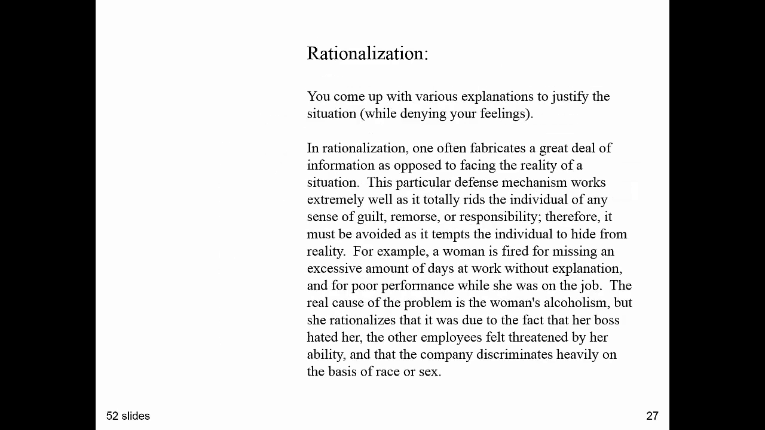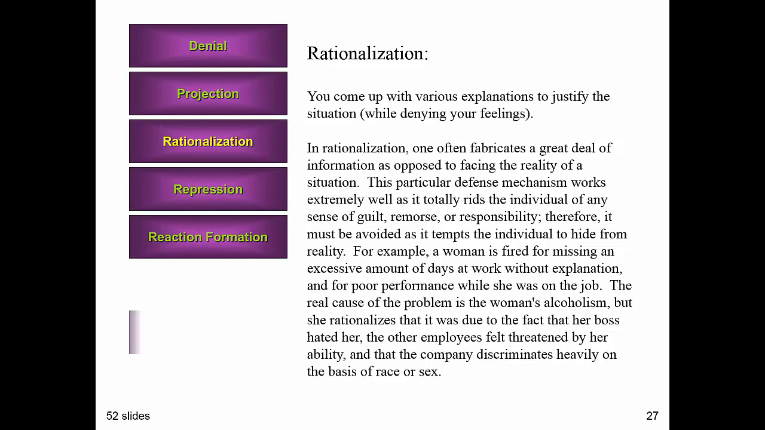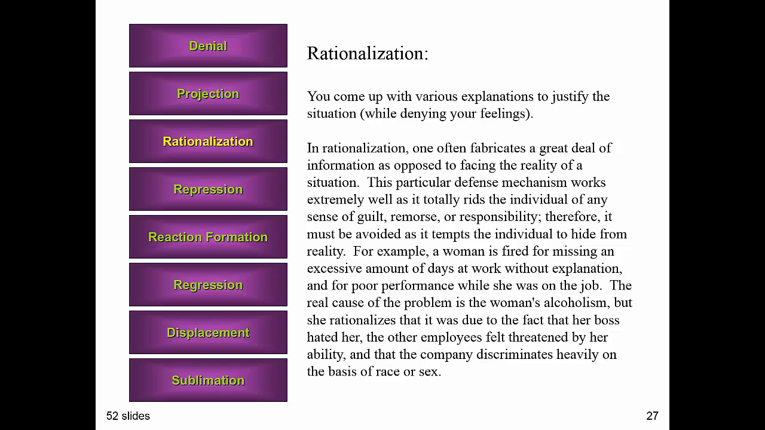The next is rationalization. In rationalization, you come up with various explanations to justify the situation while denying your feelings. A lot of people use rationalization many different times in their lives, and no one uses only one of these defense mechanisms, but we do tend to use one more often than others.